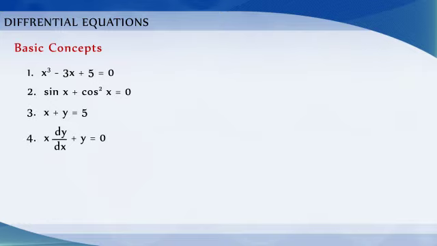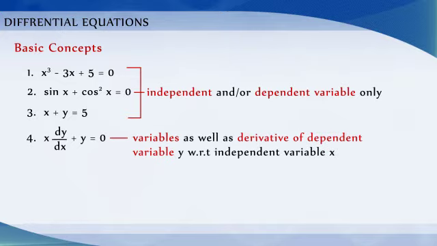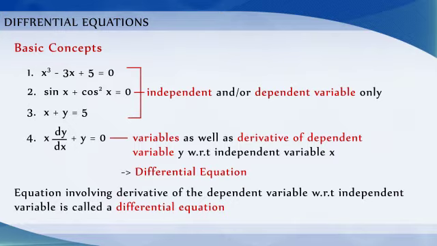In these given examples, the first three equations involve independent and dependent variables only, but the last equation involves variables as well as the derivative of the dependent variable y with respect to the independent variable x. Such an equation is called a differential equation. In general, an equation involving the derivative of the dependent variable with respect to the independent variable is called a differential equation.